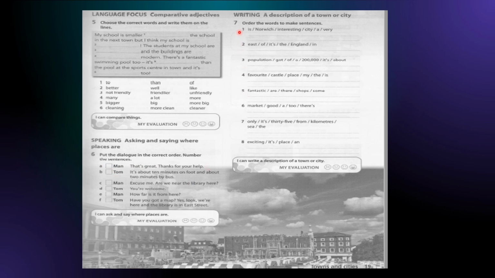Okay, for number 7, order the words to make a sentence. Rearrange. Is Norwich interesting city a very? How do you rearrange it? Okay, Norwich is a very interesting city. And then evaluate yourself. So that's all for today's lesson.